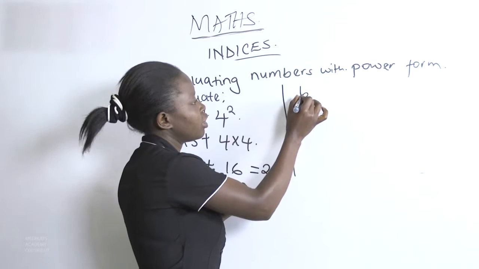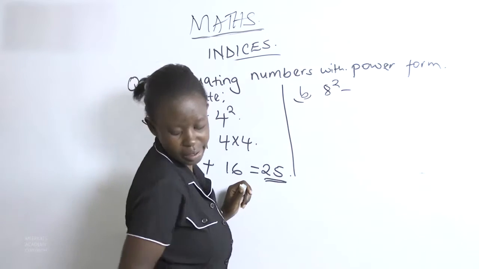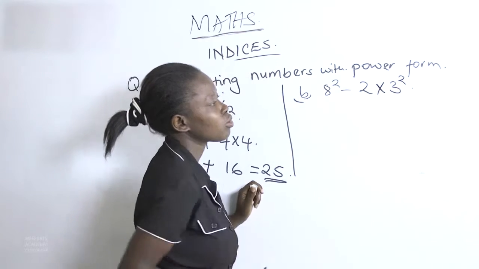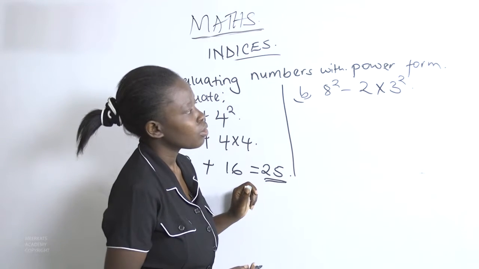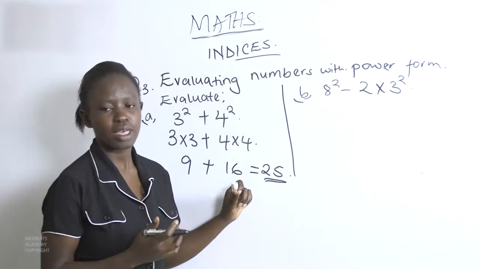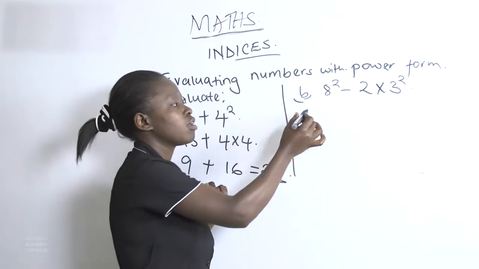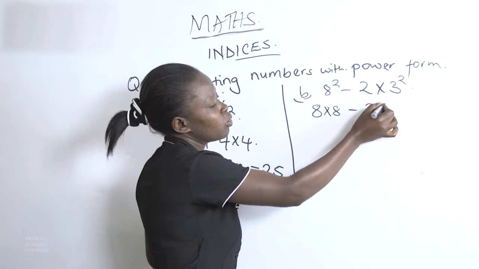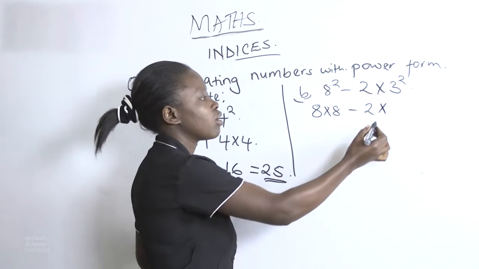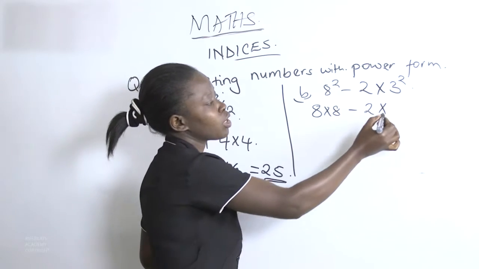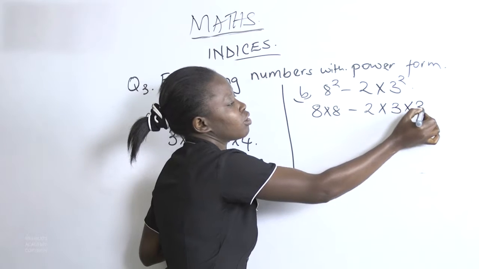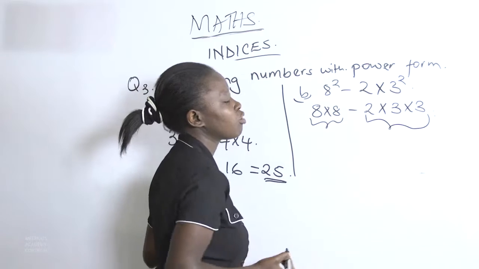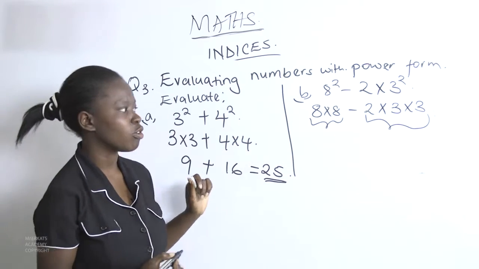we have 8 squared minus 2 times 3 squared. So 8 squared means the 8 has been repeated twice. So we have 8 multiplied by 8. Then minus 2 times 3 squared means we have 3 repeated multiplication of 3 twice. So that is 3 times 3. Then we go ahead and multiply first before we subtract the values we've obtained.